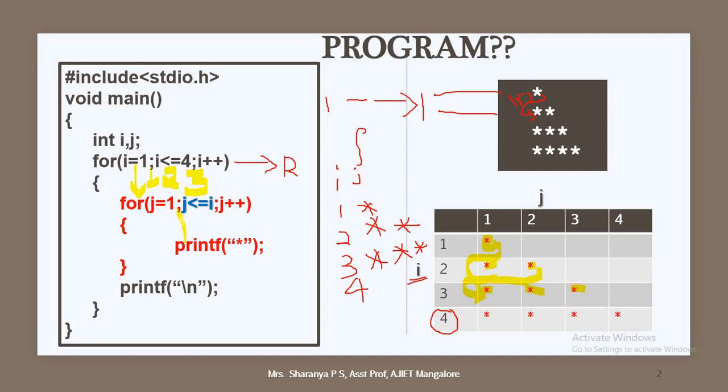Next step, j is incremented to 4, and it will be checked. The condition 4 is false and it will print the newline character. So the control will move from here to the next line.